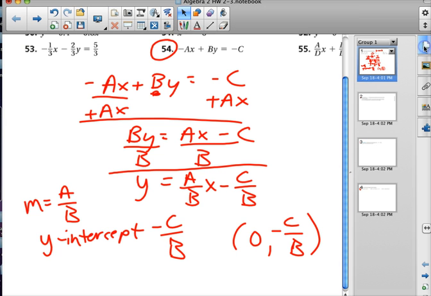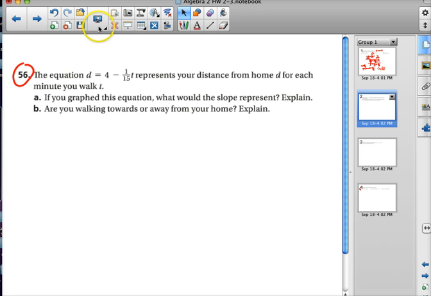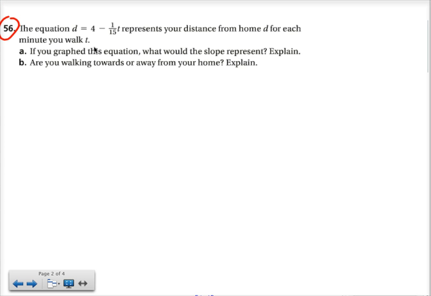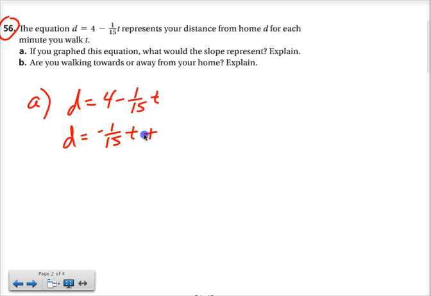Then on the next page here, I have the equation d equals 4 minus 1/15 t represents distance from home, and d for each minute you walk t. A says, if you graph this equation, what would the slope represent? And explain. Well, the first thing I thought is, this is kind of backwards. You know, I can see that t is my independent variable, so I really should write it like that. But they are actually trying to help me by having it backwards, and we'll see why in just a little bit.